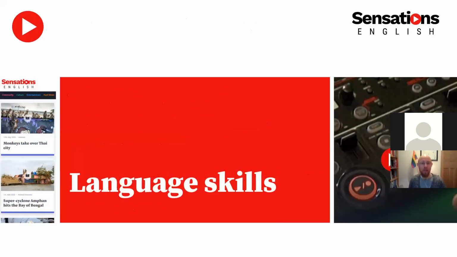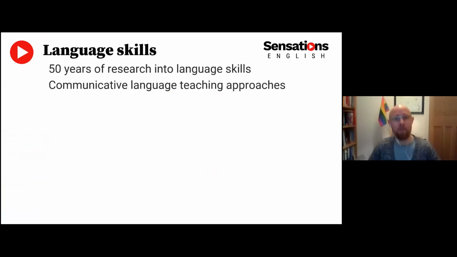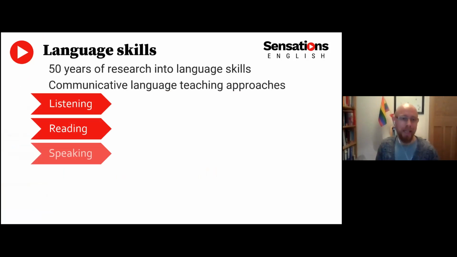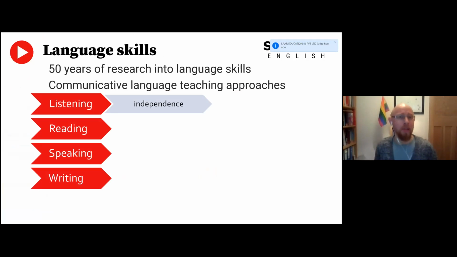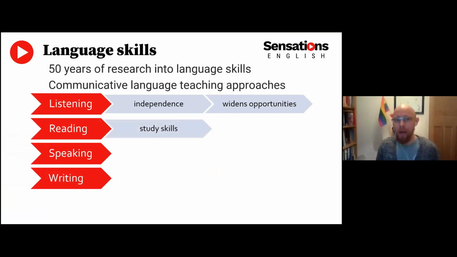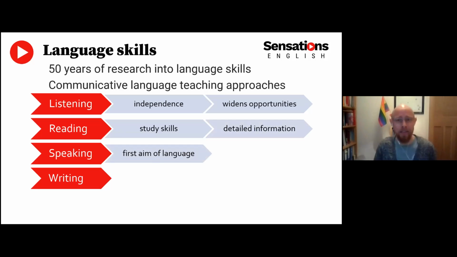So moving swiftly on, thinking about language skills, we've now got 50 years of research into language skills and into communicative language teaching approaches which focus on them. And when we think about those skills of listening, reading, speaking and writing, we think about what they do. With listening, it's really important for our learners to gain the independence to be able to function in another language. And it widens their opportunities for learning because they become more independent collectors of information. When we think about reading and the importance it has for study skills and also for gaining detailed grasp of a situation, of a context, and speaking as the first aim of language, and the idea that you have a voice, your personal viewpoint, your personal input into the world is given through speaking.